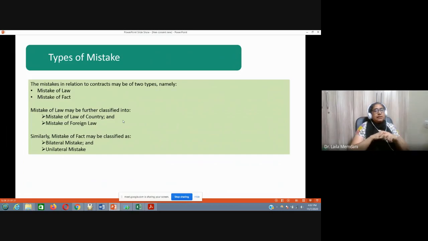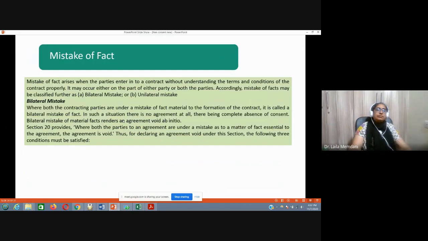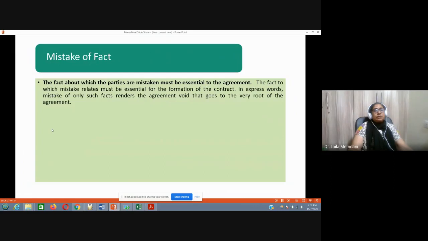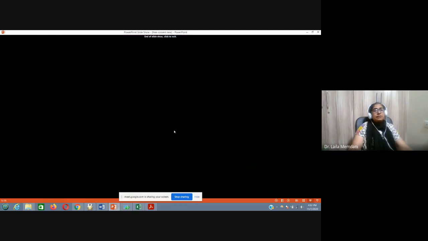Like if two parties are entering into a contract for the sale of a horse, but neither the buyer nor the seller is aware that the horse is dead. So both the parties are at mistake, and because it is a sale of a horse, the horse is the material important thing for the contract, and the contract is void in that case. Bilateral and unilateral mistakes we have already covered. The fact about which parties are mistaken must be essential to the agreement, like the example of the horse, which I have given.